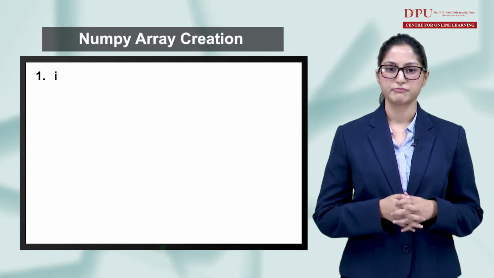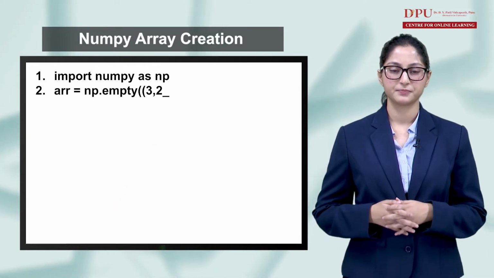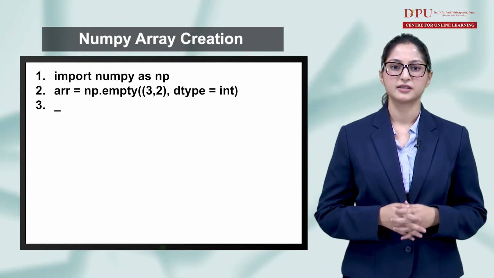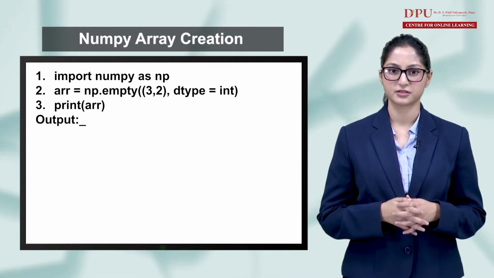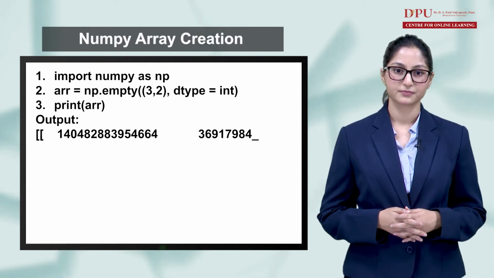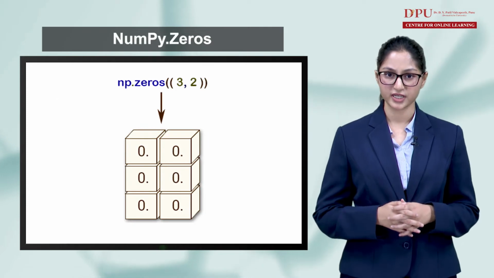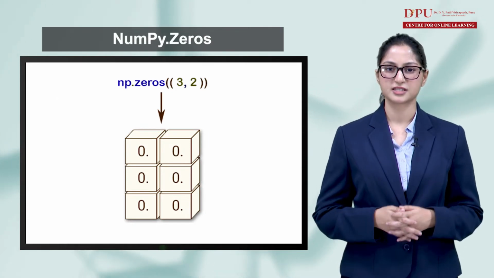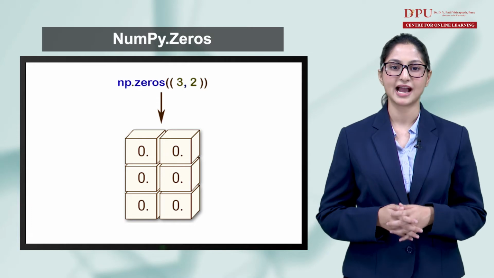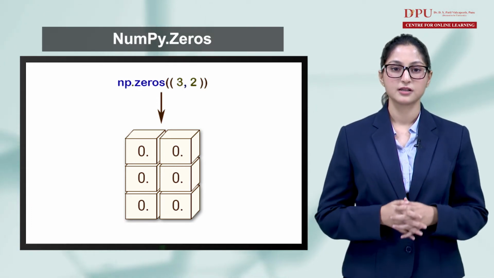Example, import numpy as np, arr = np.empty((3, 2), dtype=int) as parameters to the empty function. Print arr, the output is numpy.zeros. This routine is used to create the NumPy array with a specified shape where each NumPy array item is initialized to 0. The syntax is given below.